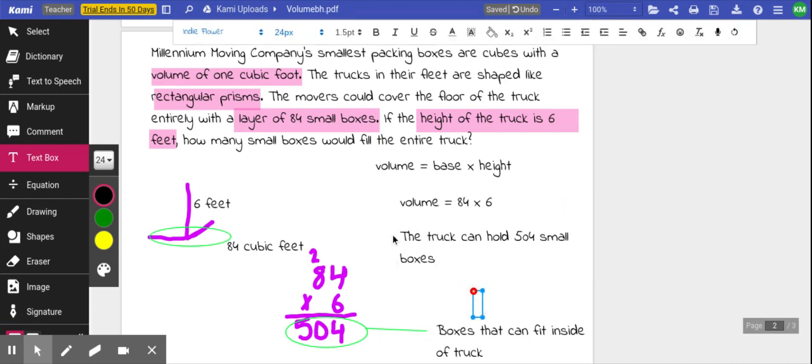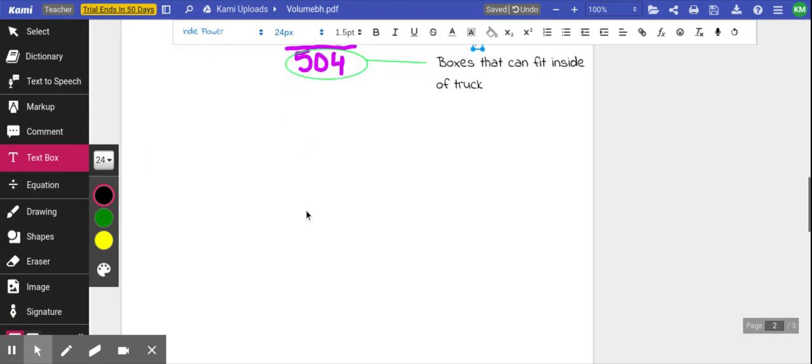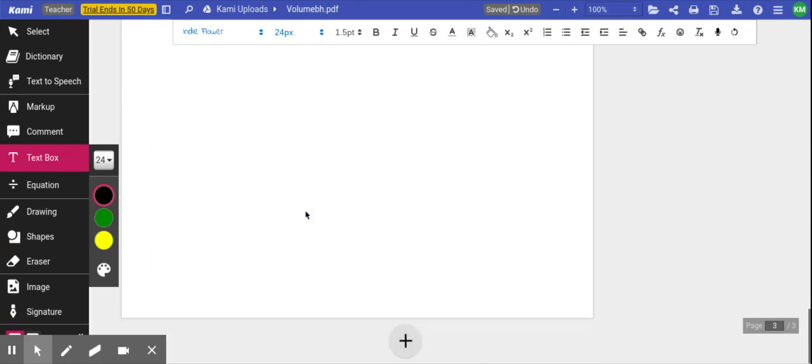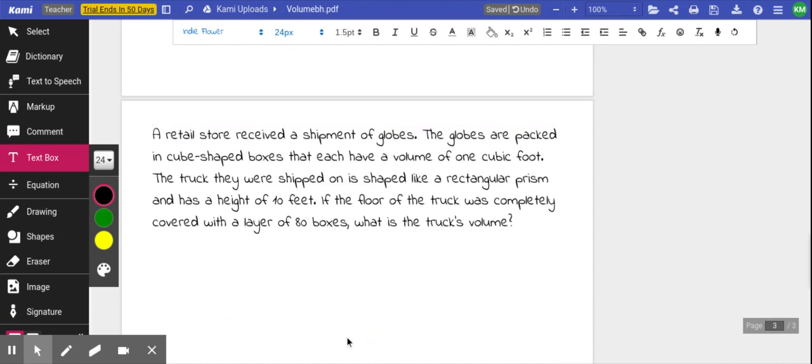All right. So as an exit ticket, so this is our work for today. So as an exit ticket, I want you to complete this problem that says a retail store received a shipment of globes. The globes are packed in cube-shaped boxes that each have a volume of 1 cubic foot. The truck they were shipped on is shaped like a rectangular prism and has a height of 10 feet. If the floor of the truck was completely covered with a layer of boxes, 80 boxes, what is the truck's volume? Okay, go ahead and complete today's exit ticket.